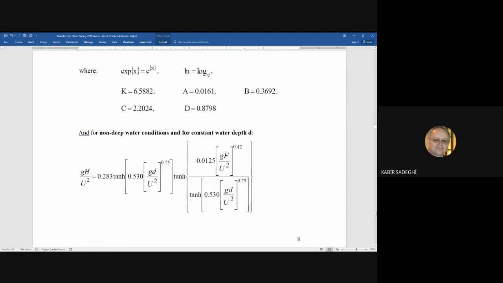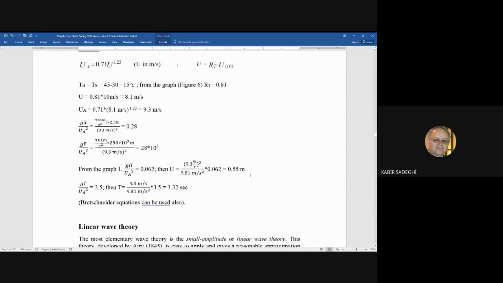Let's go to the example. We found this in class the same, because that time the student cooperated and measured, calculated. We found GT over U squared, something about 3.5. From here, we can calculate T by applying the value of G and UA squared. The factor is here. We find 3.32 seconds. Don't say that this 2 is very accurate. You can neglect it sometimes, because it depends on your interpolation and measurement. If you calculate, it's more accurate.